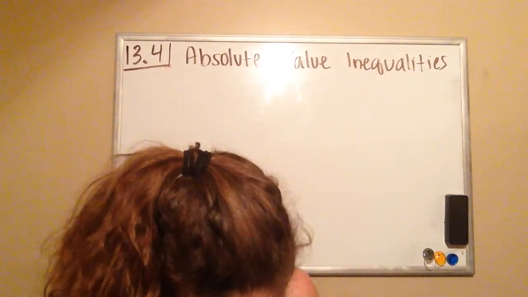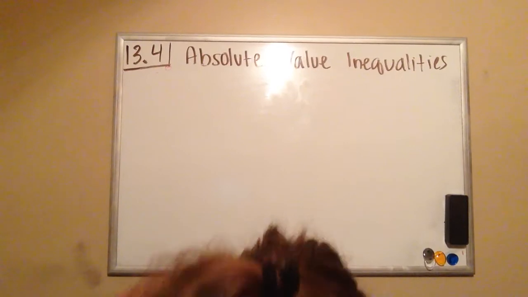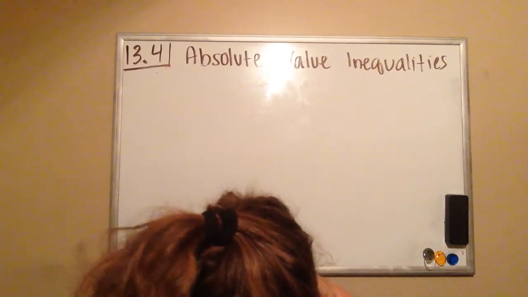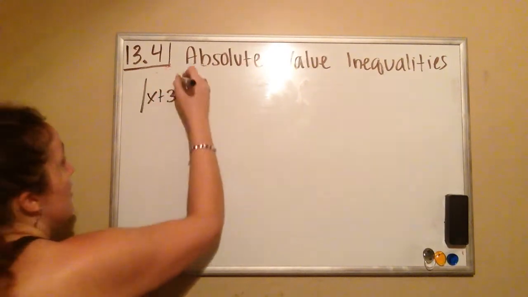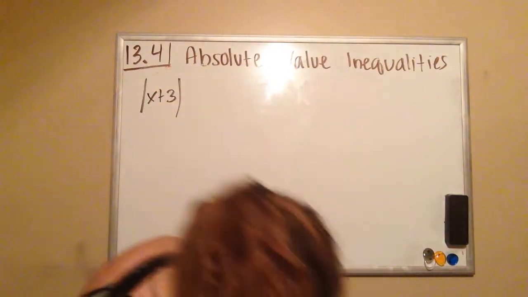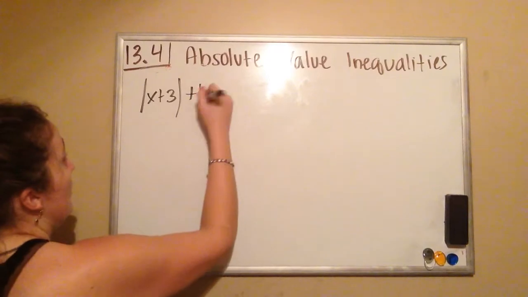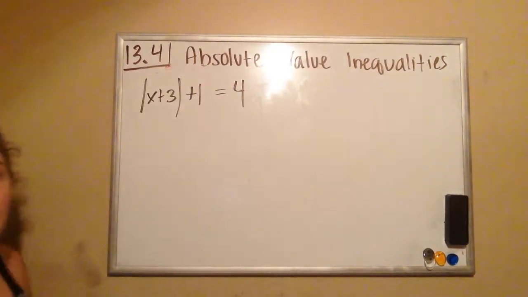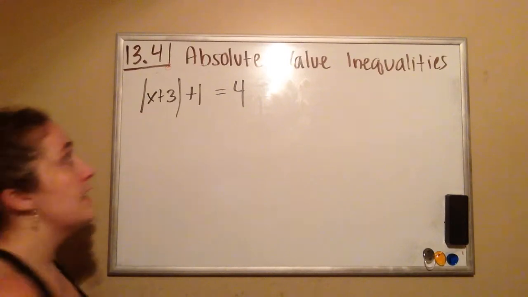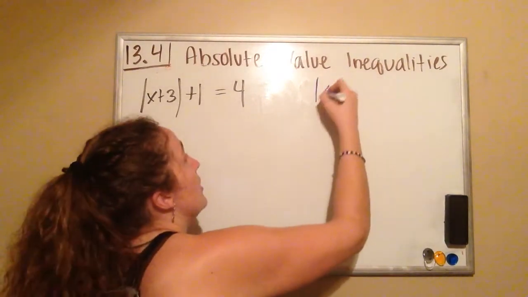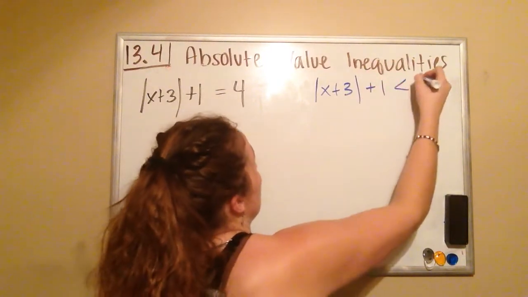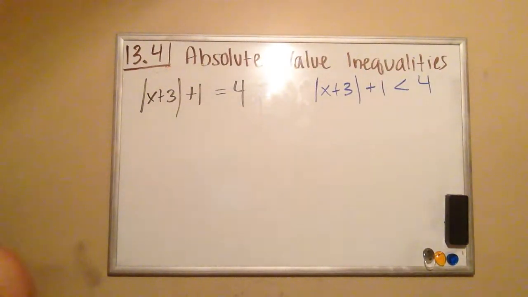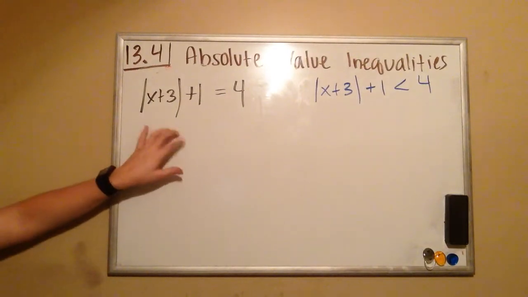Perfect. Next one we are going to do is absolute value of x plus 3, plus 1 equals 4. Okay? And then we're also going to compare that to the exact same thing, but over here we're going to do the actual inequalities. Less than 4. Cool.